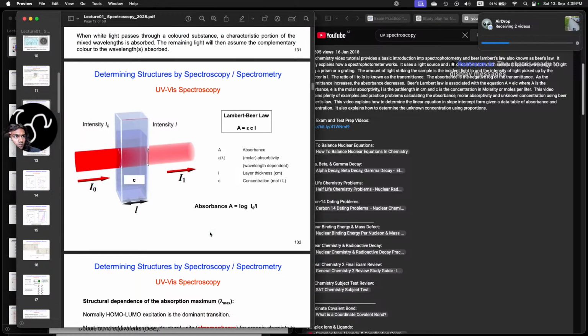So, Beer-Lambert's law. There's going to be two different intensities between when light passes through the required substance or compound, and we could calculate absorbance of light using the formula A equals lambda times C times L, where C is the concentration, L is the thickness, and lambda is the molar absorptivity.